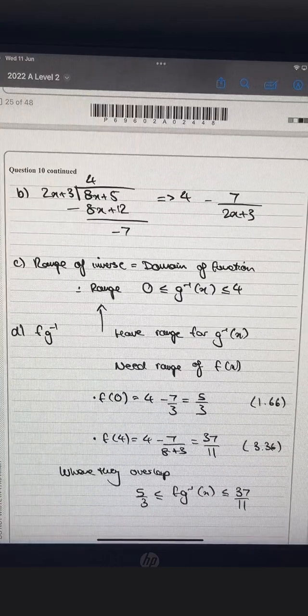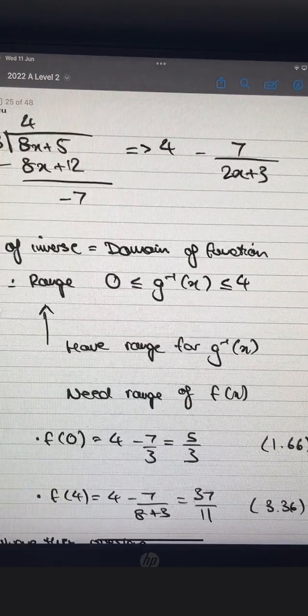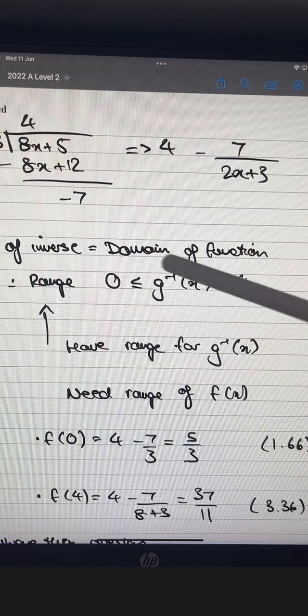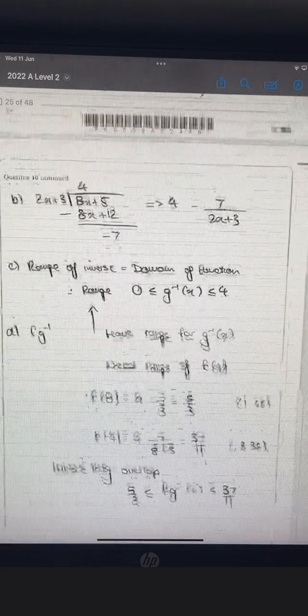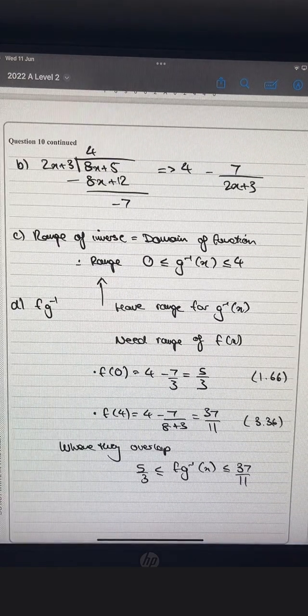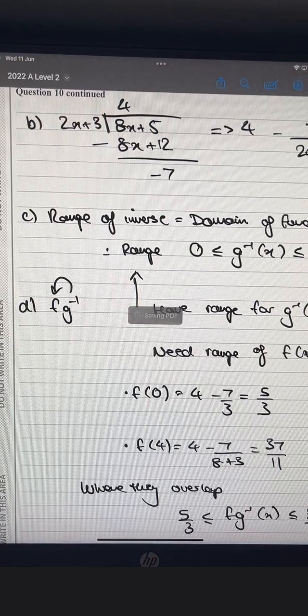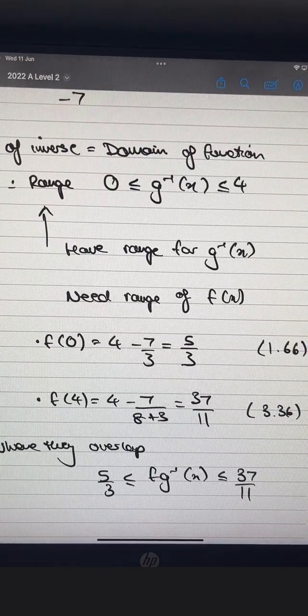Now I need the range of f of x using the range of g, right? Because the range can only be between those values. Well, I'm putting g of x into f of x, which is why I'm going to put the lowest value and the highest value of g into f of x and see what they give me, right? Because you're just putting them in. It's exactly the same thing as you've been taught, right? This goes into this. So that's why I have subbed in 0 and 4 as my limits from g into that, all right? Then I get my two answers, 5/3 and 37/11.